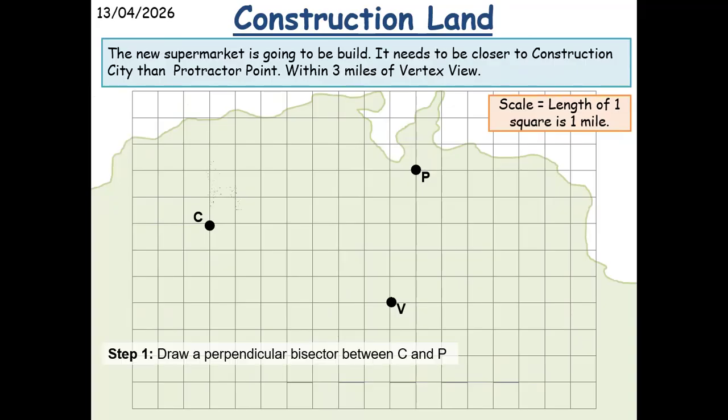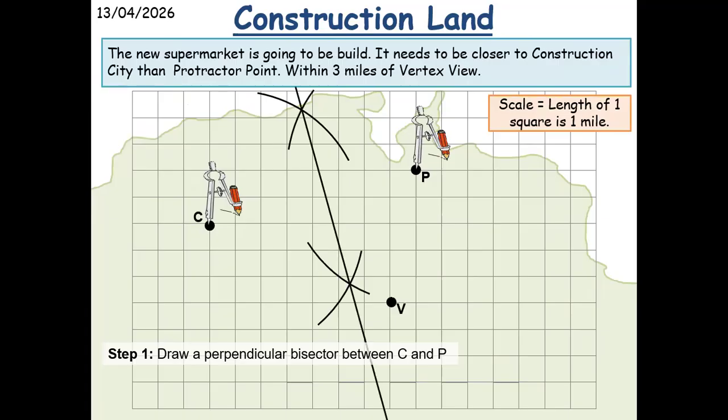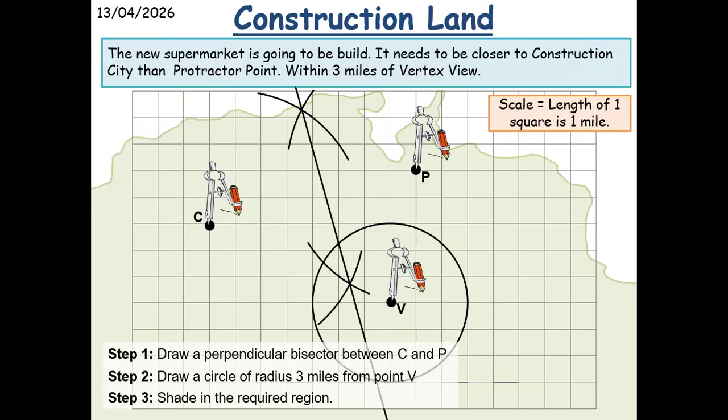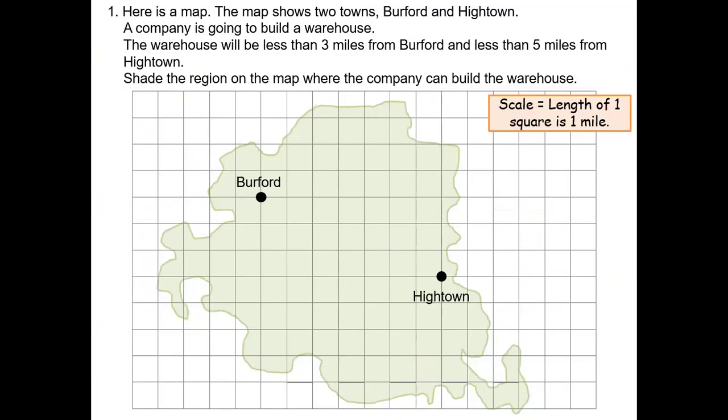So here we draw, we bisect the line here, and then we draw the side as well. So we have that. And then we're going to draw 3 miles from here. So we count 3 miles, and that's exactly 3 miles from there. So this is 1, 2, 3. The shaded area. Okay, we go to the next one.